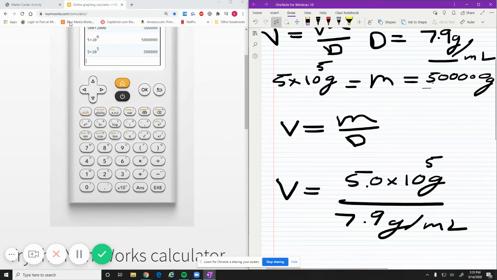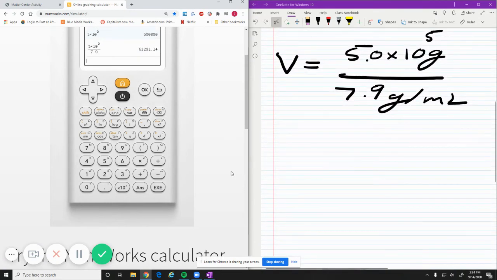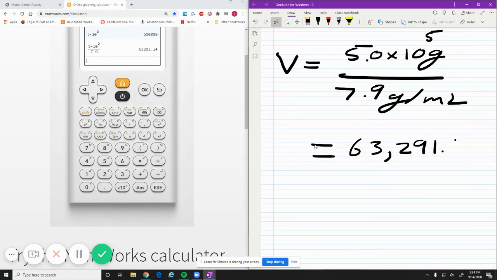And then I just plug that into my calculator. 5 times 10 to the 5th divided by 7. Oh, sorry. Let's backspace that. 5 times 10 to the 5th. You want to hit your arrow. Now you want to hit divide. Times 7.9. Execute. And that's going to bring your answer to equal 63,291.14. Again, just because this is the answer you get does not mean that this is the correct answer.